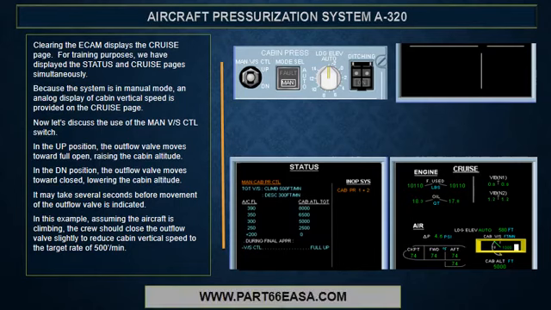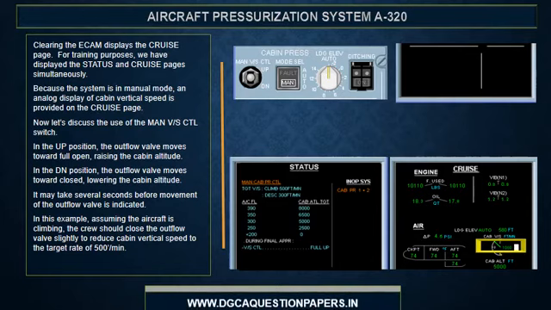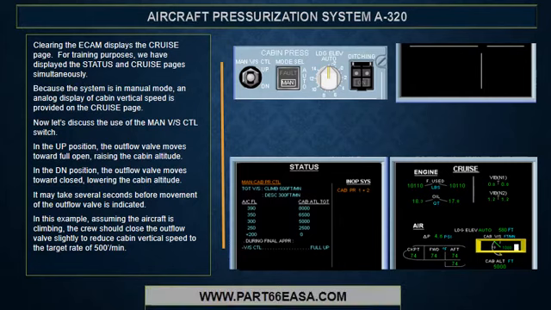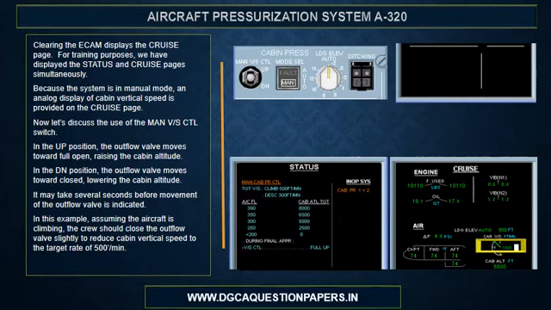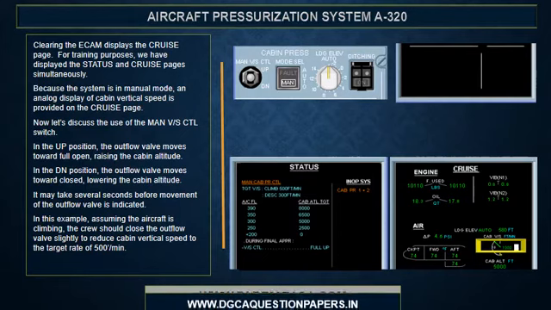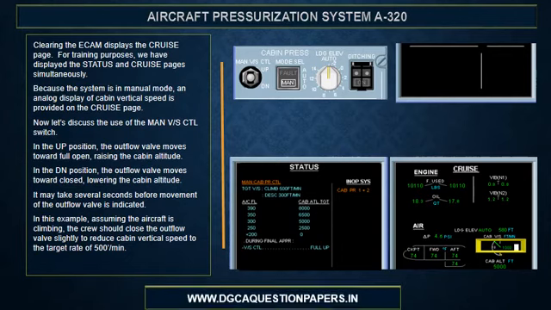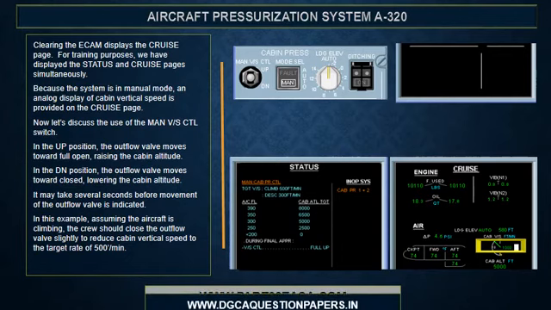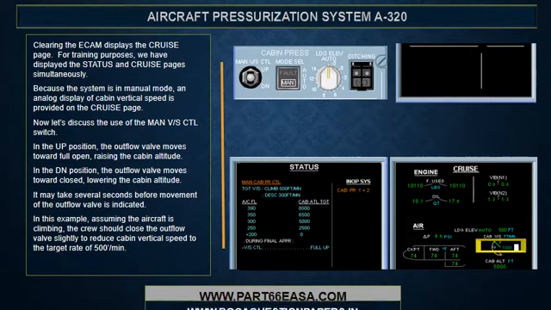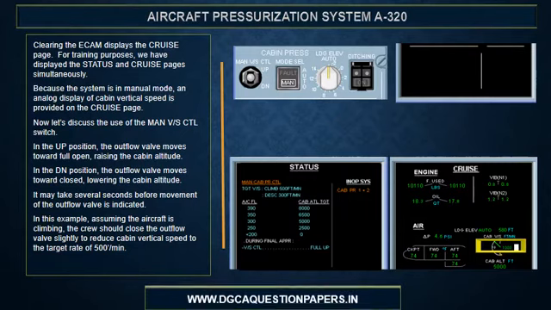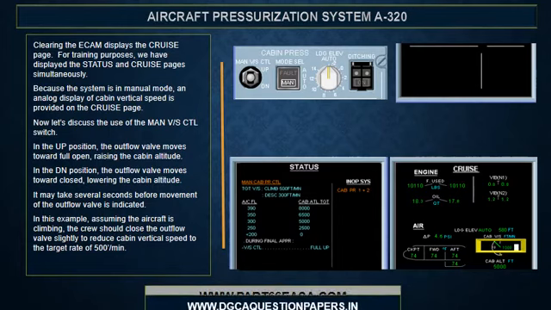Now let's discuss the use of the MAN V/S CTL switch. In the up position, the outflow valve moves toward full open, raising the cabin altitude. In the DN position, the outflow valve moves toward closed, lowering the cabin altitude. It may take several seconds before movement of the outflow valve is indicated. In this example, assuming the aircraft is climbing, the crew should close the outflow valve slightly to reduce cabin vertical speed to the target rate of 500 feet per minute.